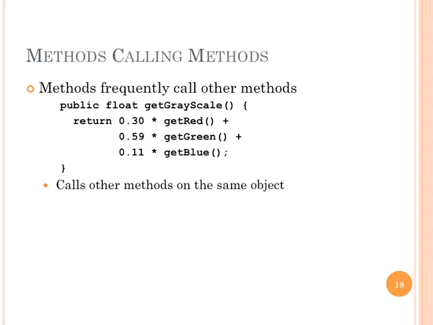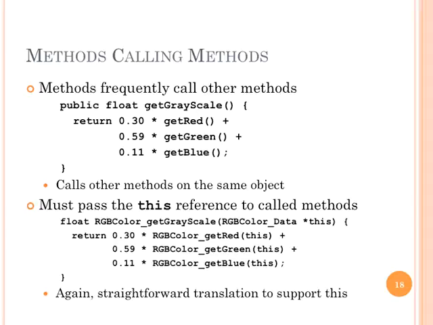If we have other methods being called inside the object, again, we have to do something about this, because getRed also needs to know what object it's operating on, getGreen needs to know what object it's operating on, and so forth. So if we have a getGrayscale method that turns around and calls other methods, we do the same thing. We just translate it into RGB color underscore getRed this. We pass in the this that we receive to get grayscale, and we just propagate it along. Okay? Any questions about this? I realize this is incredibly straightforward. It is not going to be the most complicated part of the lecture, for sure.